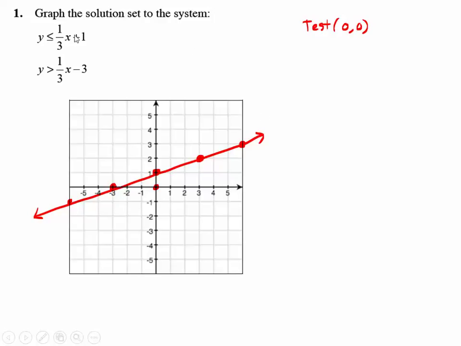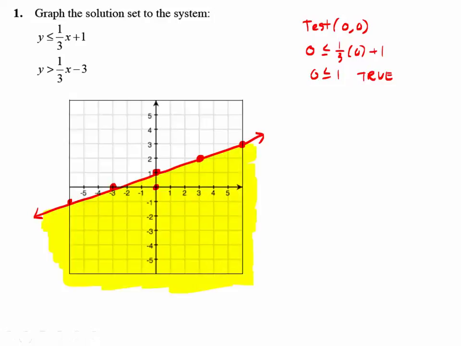So picking a test point for this top equation here, the y turns into a 0. The x also turns into a 0. So really what you're doing is comparing that 0 to the number at the end. So true or false? What do you guys say? True it is. 0 is less than or equal to 1. So the shade is going to go towards the dot. Oof, good old yellow color there.